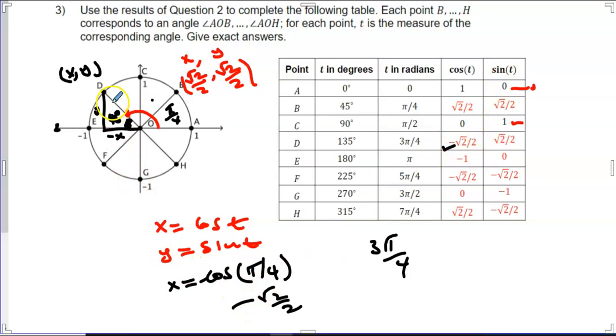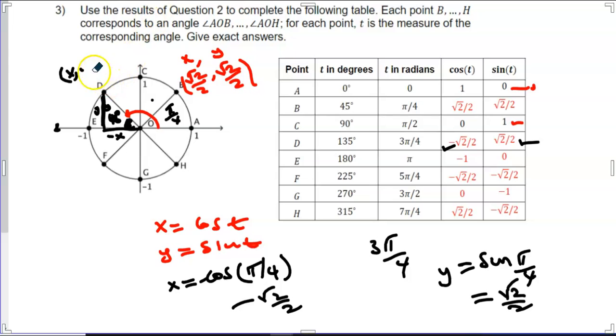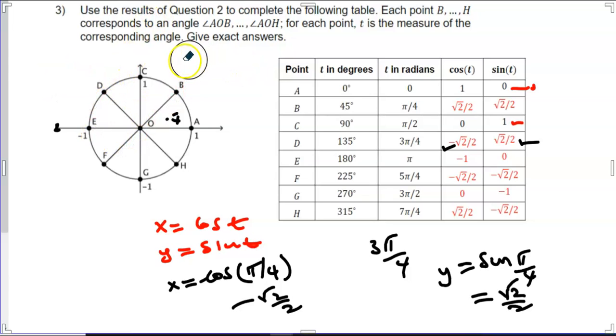For sine t, remember our y is positive here. And so y becomes sine of the reference angle, 45, pi on 4. And that is equal to square root of 2 over 2. And that is it. Now let me clean up this a little.